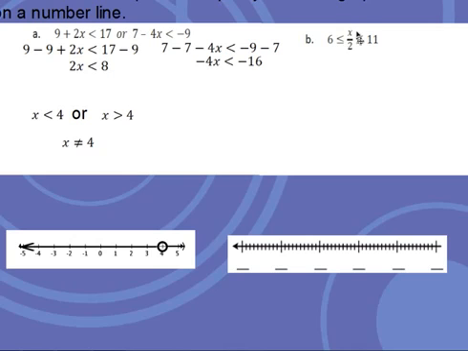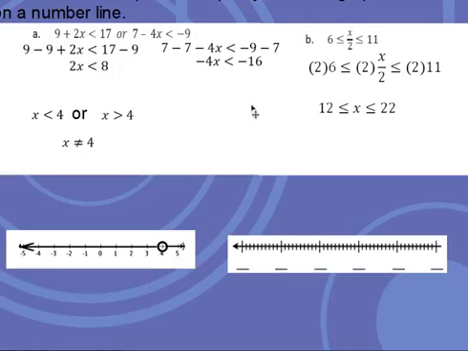The x is being divided by 2, and in order to undo that, we're going to have to multiply everything in the inequality by 2. This is slightly different from an equation in that you've got the front and the back, and both have to be multiplied by 2, as well as the middle. It's going to look something like this. 2 times 6 is less than or equal to 2 times x over 2 is less than or equal to 2 times 11. When I simplify this, I get 12 is less than or equal to x is less than or equal to 22.